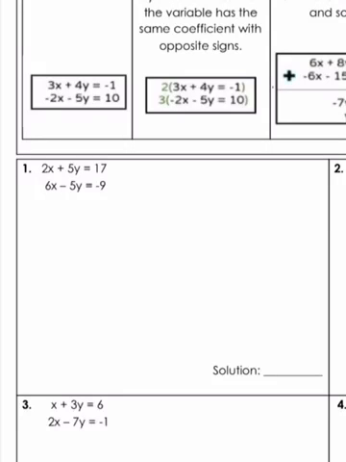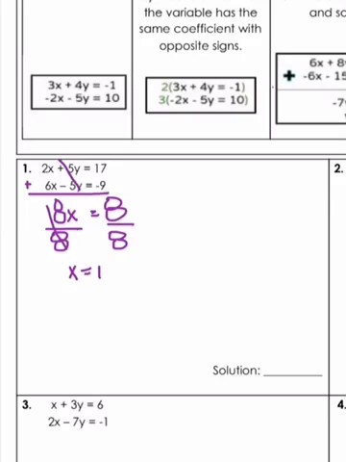So we're going to add these down because we're trying to eliminate one of the variables. We are eliminating the y terms because a positive 5y and a negative 5y cancel out. Then we're going to add 2x and 6x, which creates 8x. And then we add 17 plus negative 9, which is essentially 17 minus 9, and you get 8. We're going to solve for x.